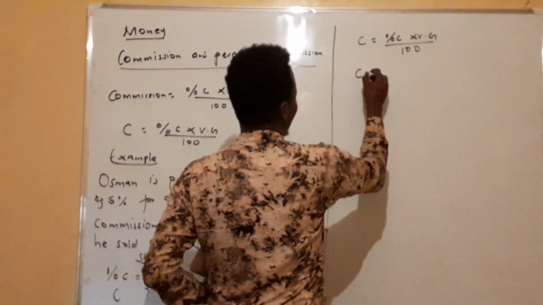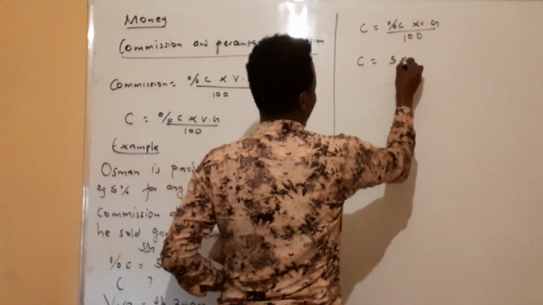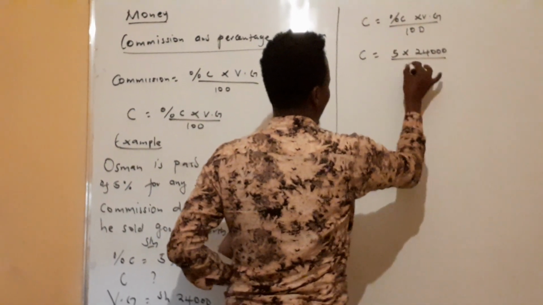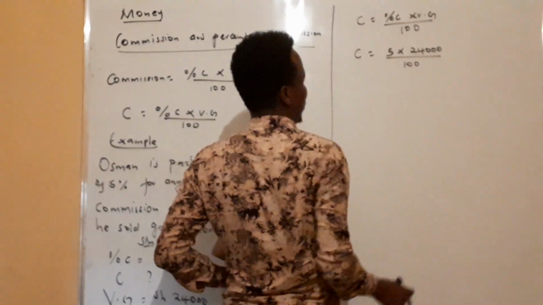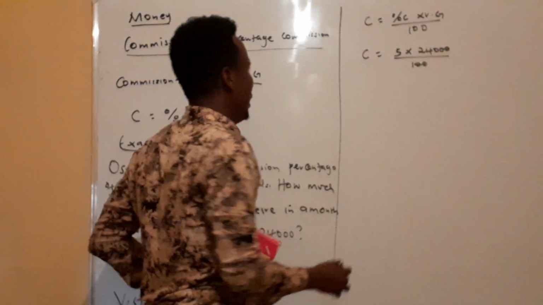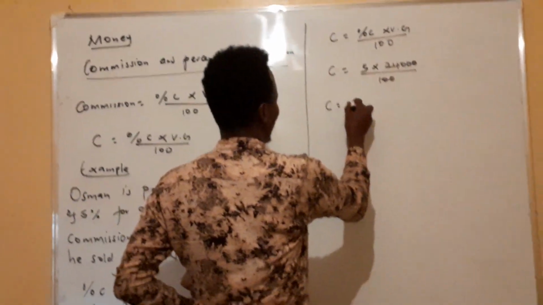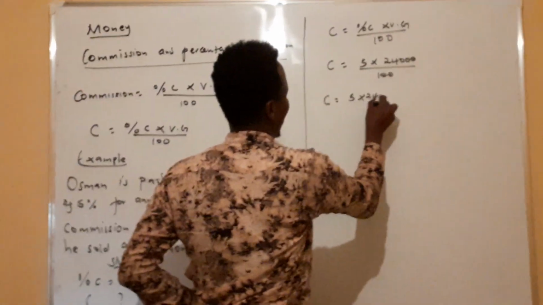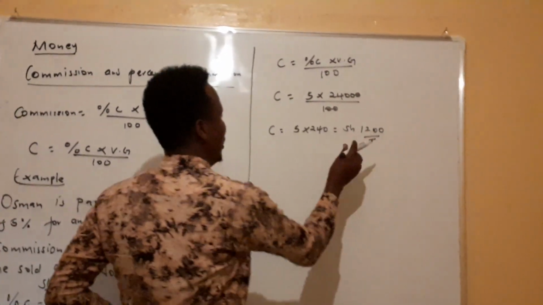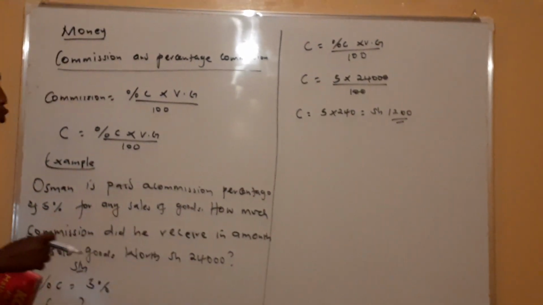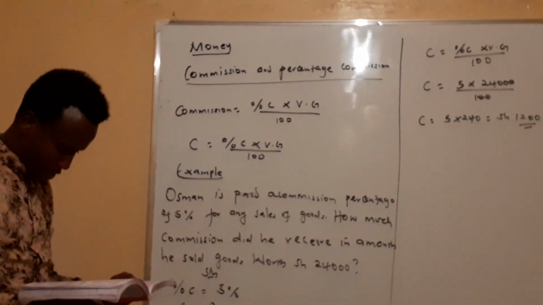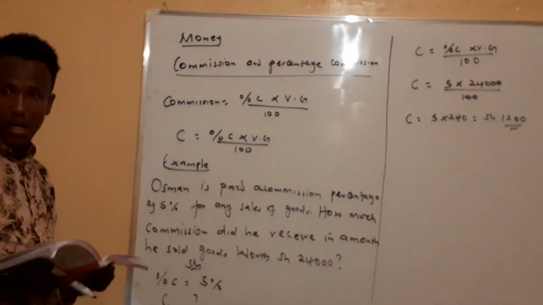So we're going to say our commission now is 5 times the value of goods, which is 24,000, divided by 100. Then cancel these two zeros with two zeros. Then you are left with commission is equal to 5 times 240, which is shilling 1,200. This is the commission he's going to get out of the sales this guy has made. Okay, that's how we are going to get our commission.